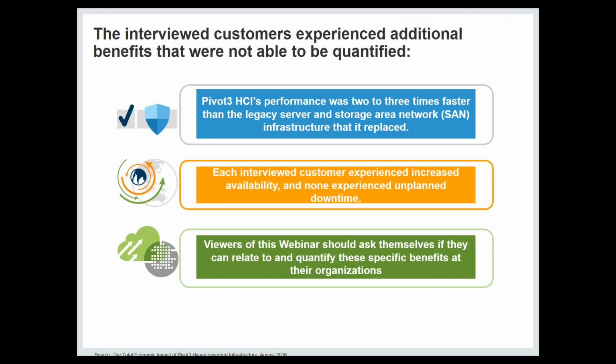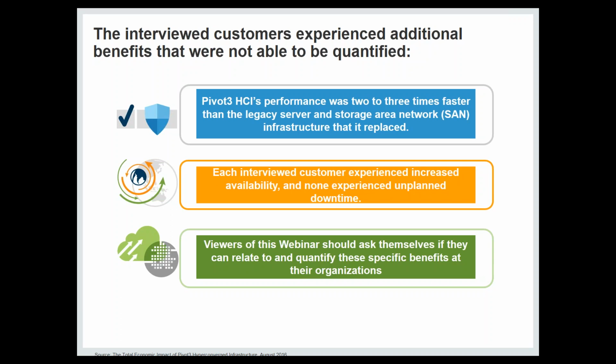The interviewed customers wanted to make sure I included these 2 additional unquantified but very important benefits. Pivot3's HCI performance was 2 to 3 times faster than the legacy server and storage area network infrastructure that it replaced. And each interviewed customer experienced increased availability, and none experienced unplanned downtime during their experience with Pivot3 HCI. Viewers of this webinar should ask themselves if they can relate to and quantify these specific benefits at their organizations. That brings up an interesting question, Bob.